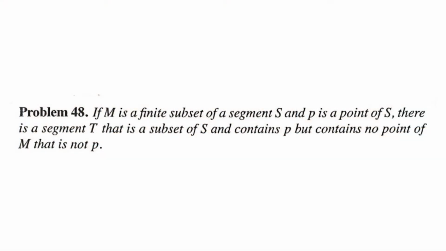So, again, this is problem 48, and it reads, if M is a finite subset of a segment S and P is a point of S, there is a segment T that is a subset of S and contains P, but contains no point of M that is not P.